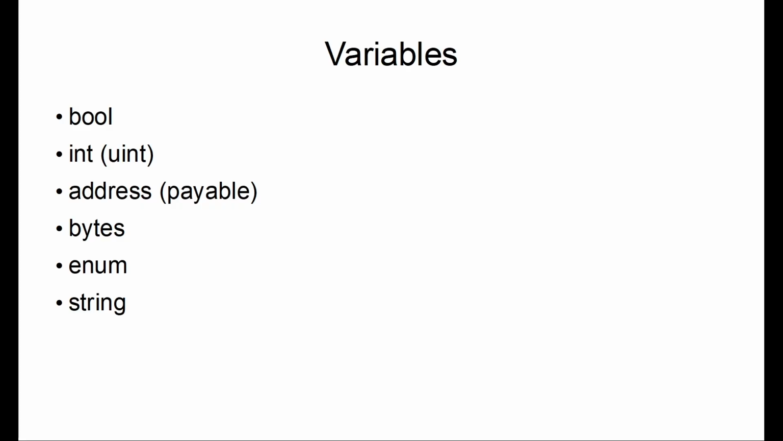And then we're going to do bytes. And then the next variable is enum. And an enum is a state. So like you pre-select the state. So the state could be like pending, paid, or canceled. And then you have to choose one of those 3 states. And then the last variable we're going to use is a string.